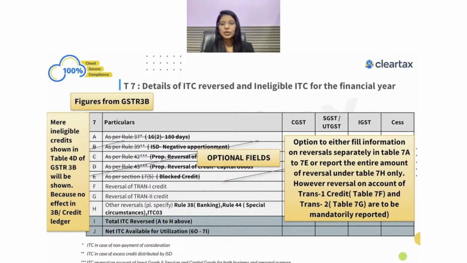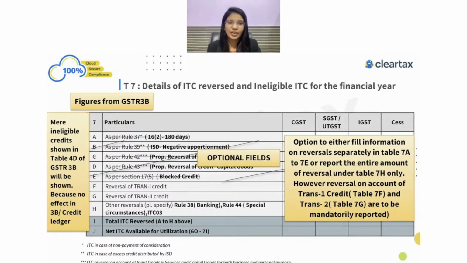And then when we look into 7J, this is the net ITC which is available for utilization and which also gets credited into our electronic credit ledger. So when we look into the electronic credit ledger, that amount also gets reflected. That is the information which is coming in 7J. So hopefully till now table number 6 and table number 7 are clear to all of you.